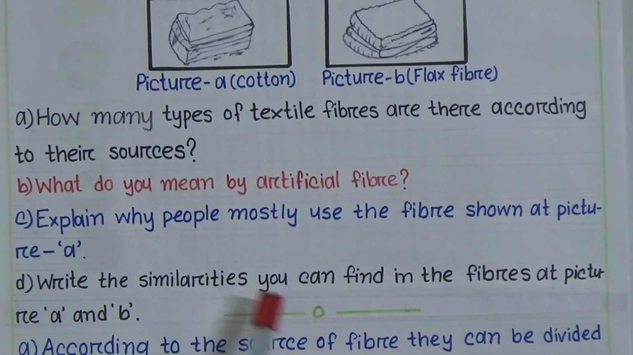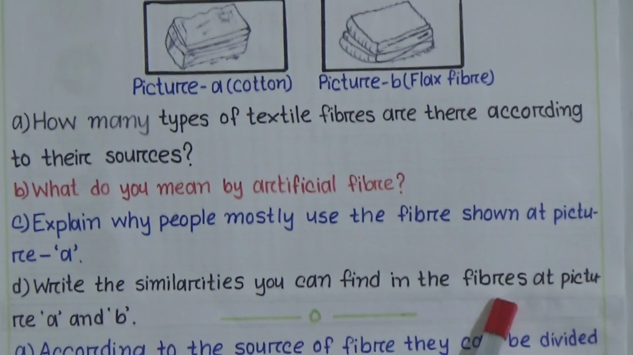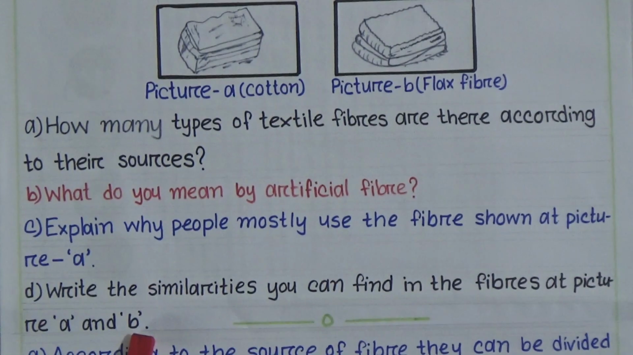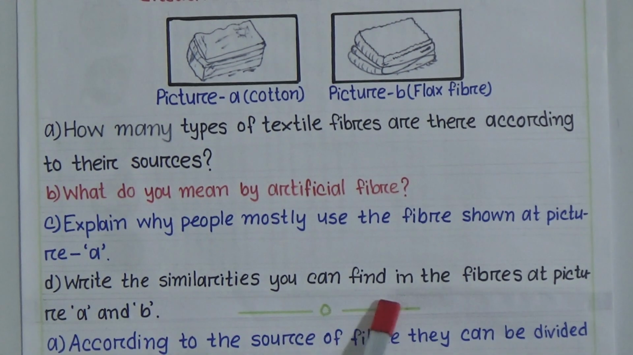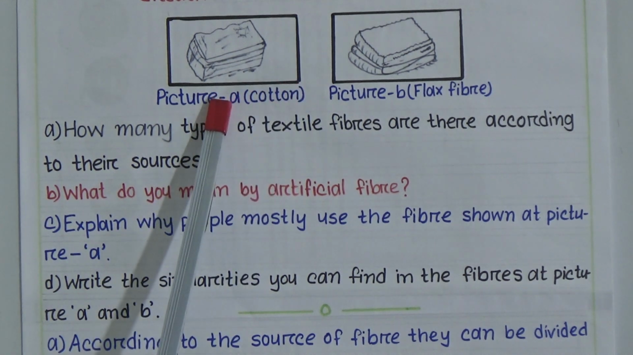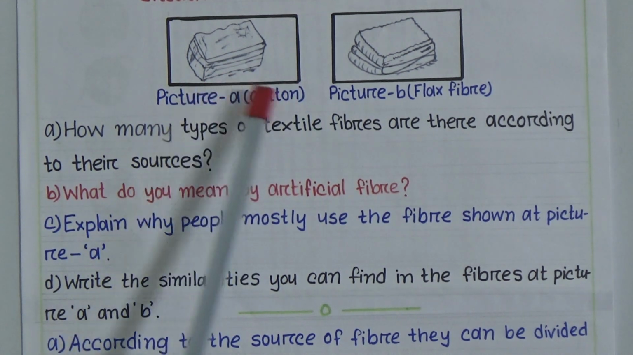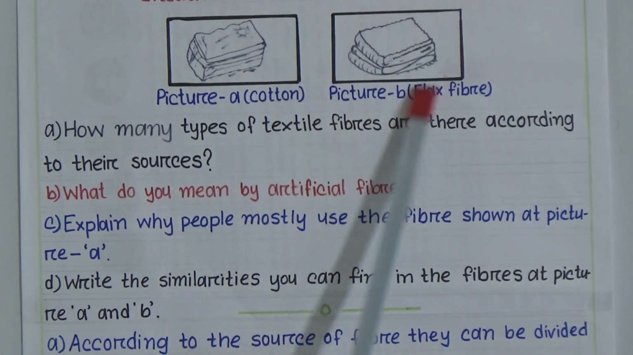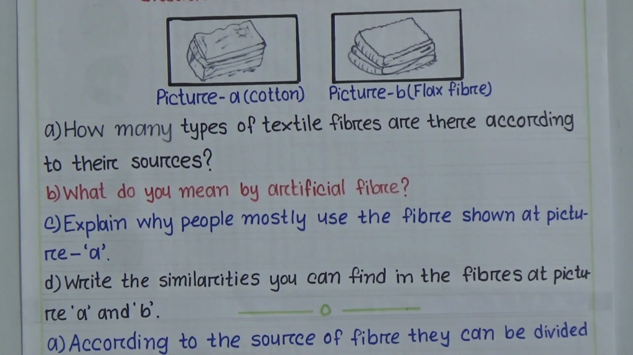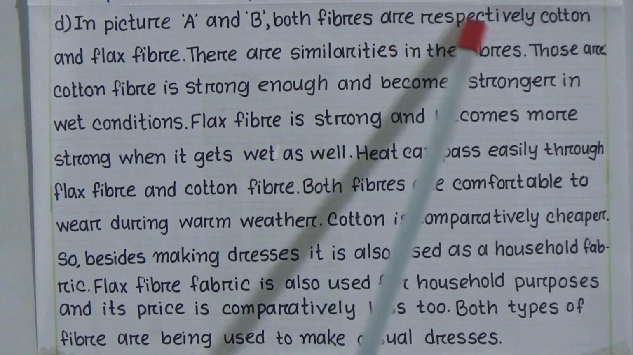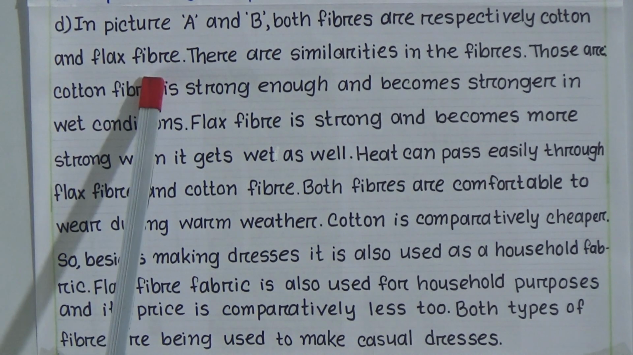Write the similarities you can find in the fibers in picture A and B. Okay, look. You have to compare and write the similarities between picture A and B, and we have written the answer here. In picture A and B, the fibers are respectively cotton and flax fiber.